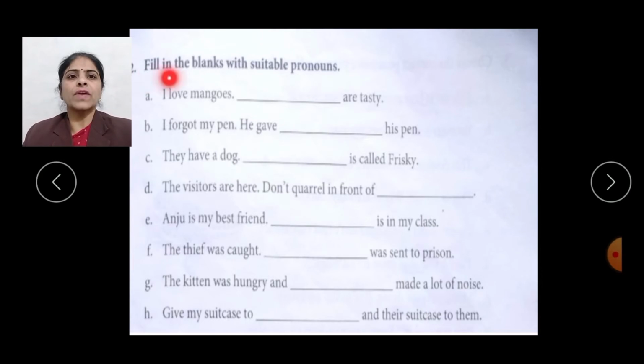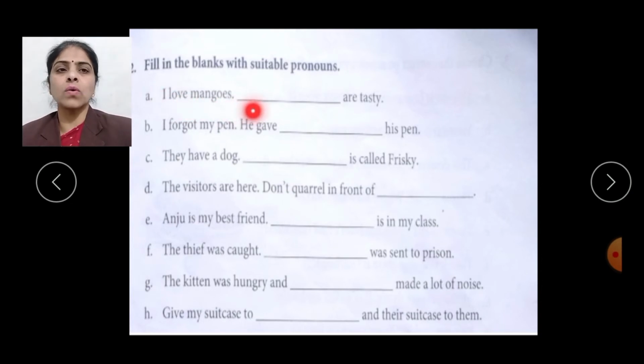That is, fill in the blanks with suitable pronouns. The first sentence is, I love mangoes. Blank are tasty. This blank needs a subject pronoun for mangoes, as mangoes is a plural noun. So, in the place of mangoes, "they" will be used.